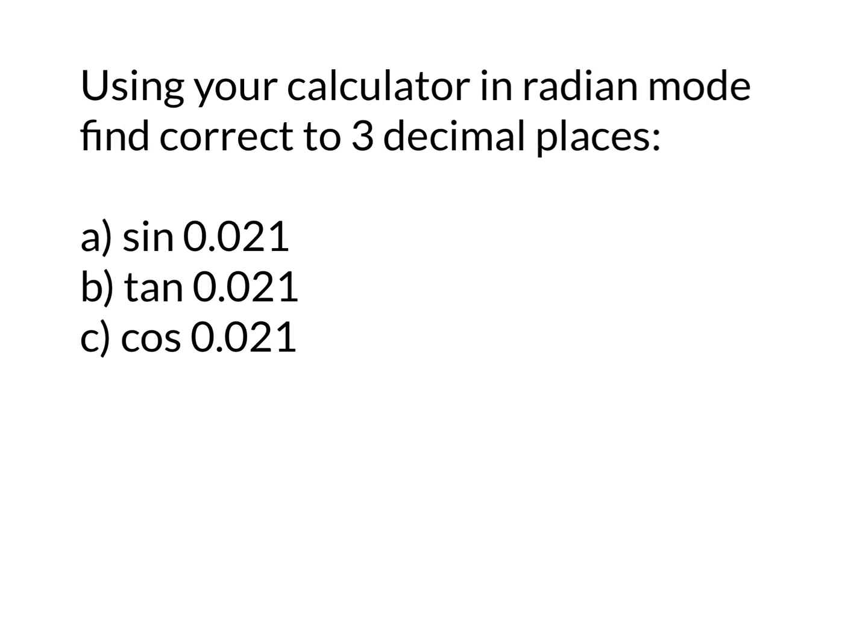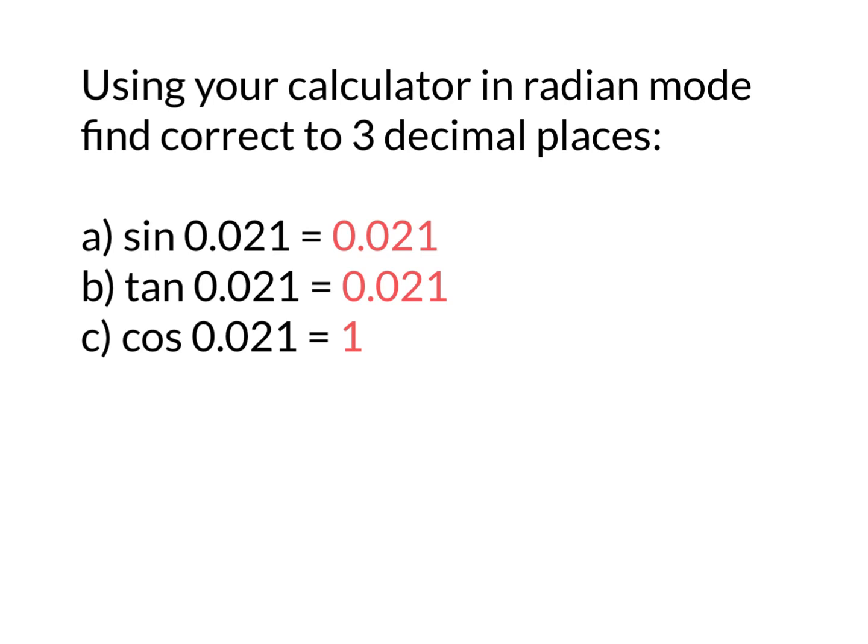So the first thing I want you to do is just to use your calculator, make sure it's in radian mode, and find, correct to 3 decimal places, the following. Just sine of a really tiny number, tan of the same tiny number, and cos of the same tiny number. What you should find is that when you press sine and tan of that really tiny number, you pretty much get that number back when you round it. When you do cos, you actually get 1.